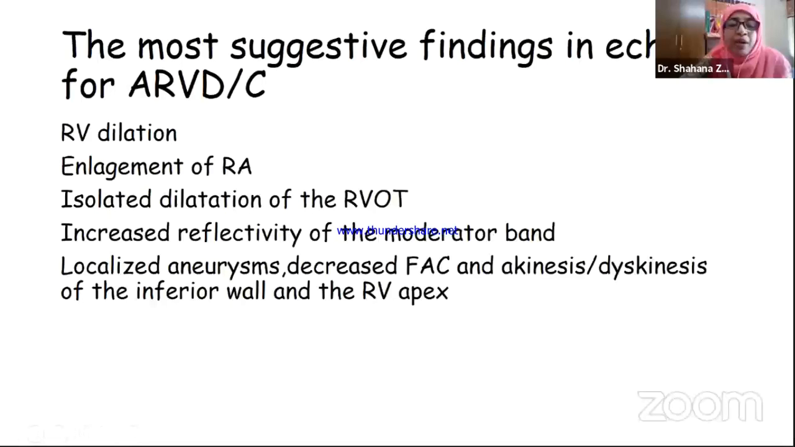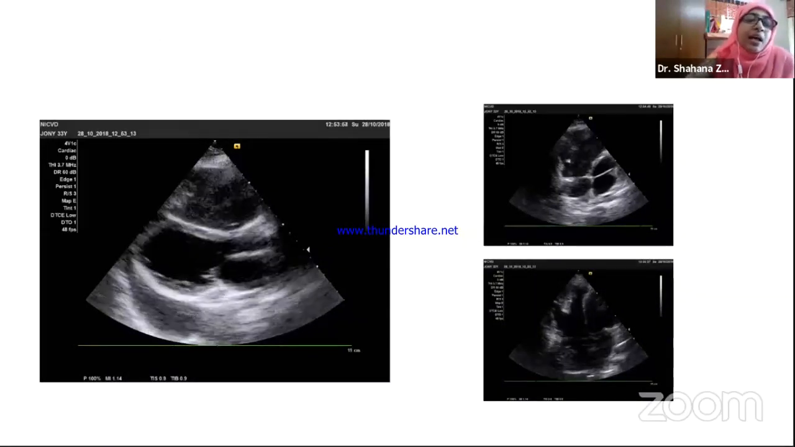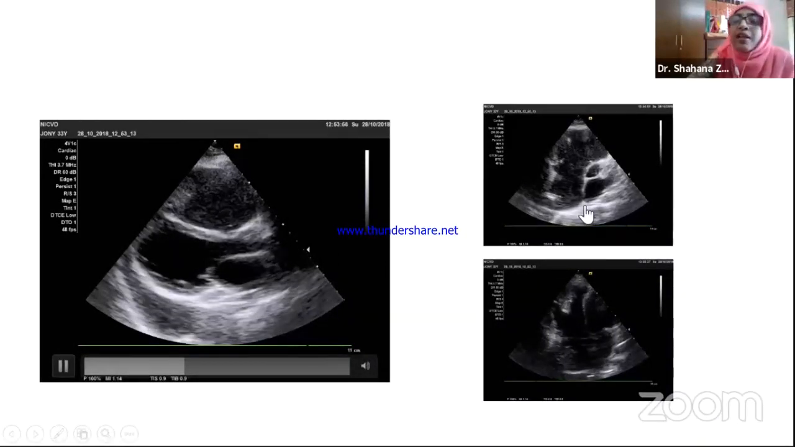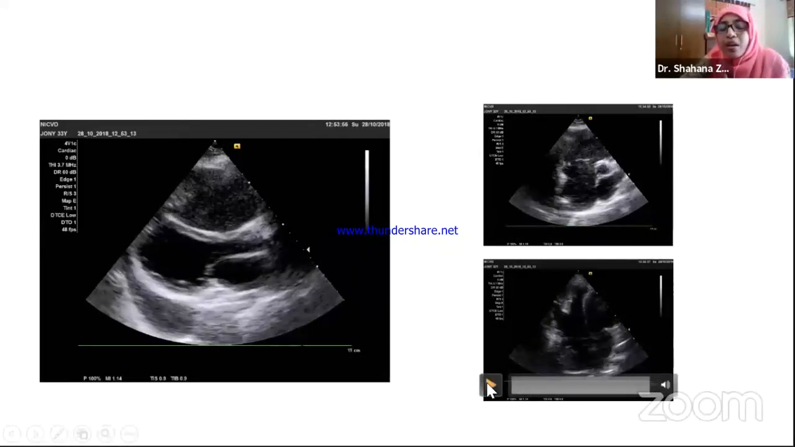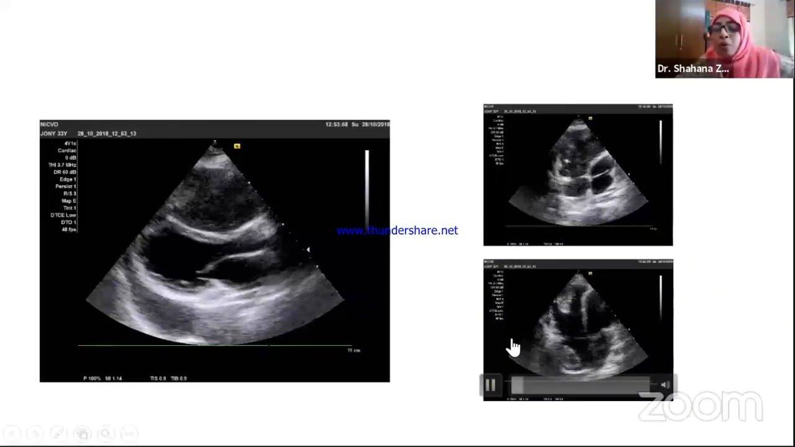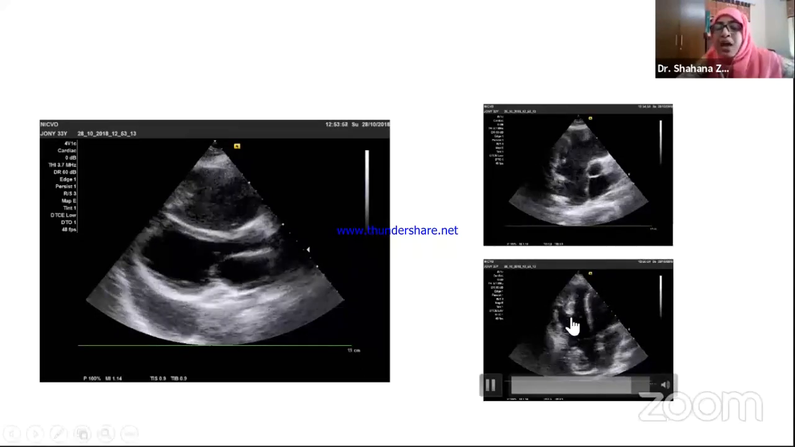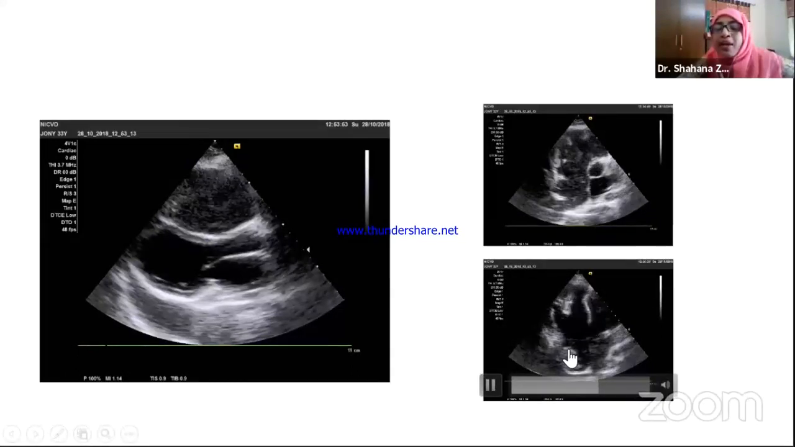This time, we discharged the patient after improvement with anti-failure treatment. But after a few days, the patient came with a deteriorated state. This time, we appreciated spontaneous echo contrast in the RV and in the RA, and when we gave proper attention to the RA and RV, we found multiple thrombi in the RA and RV.